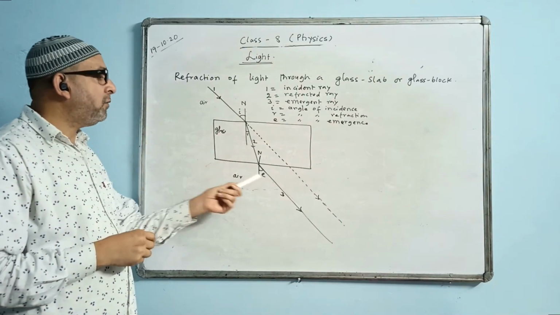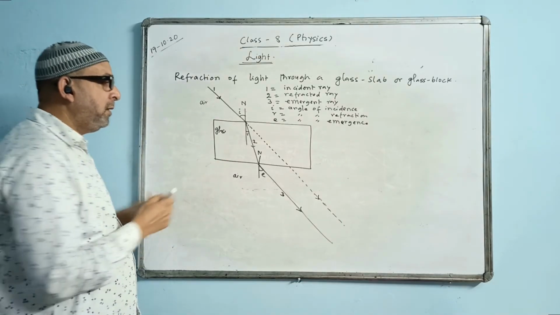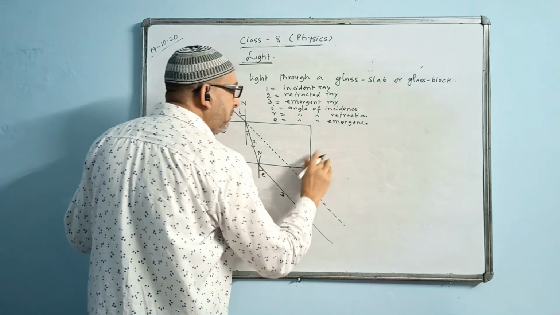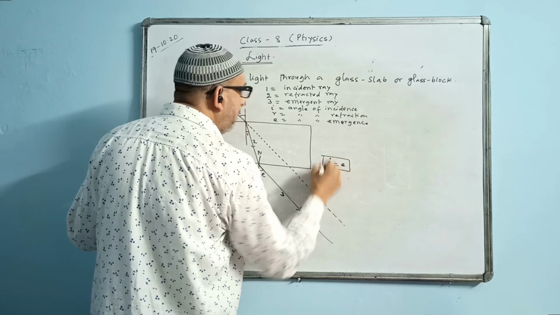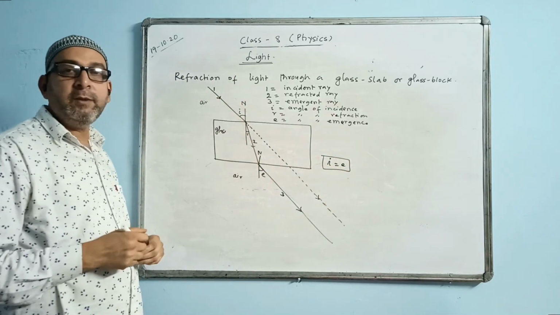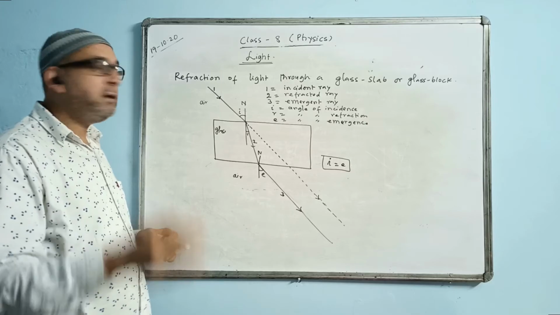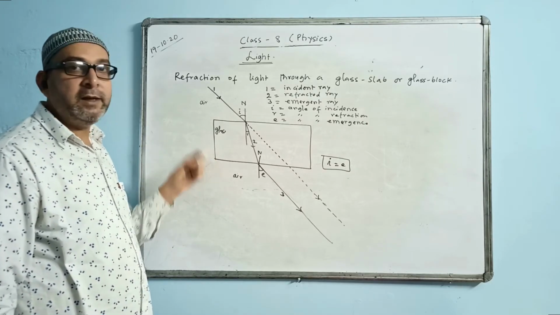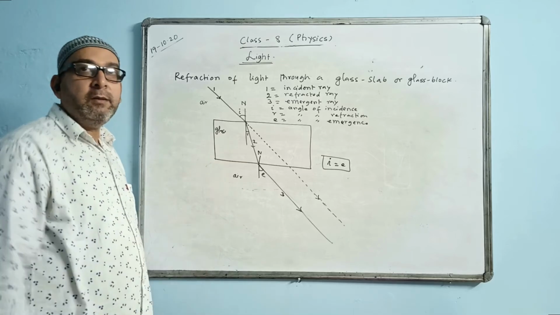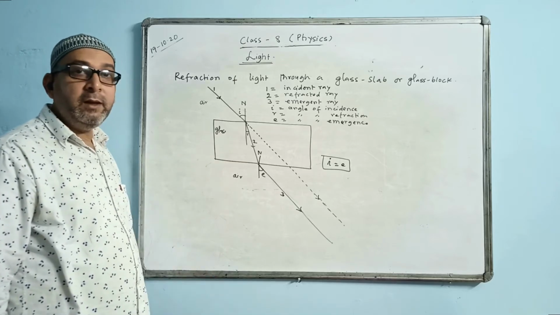These two angles are always equal. We write angle I equals angle E. Angle of incidence and angle of emergence will always be equal. The reason is that the pair of media is the same: here air to glass, and here glass to air. As long as the pair of media is the same, the angles will be equal.